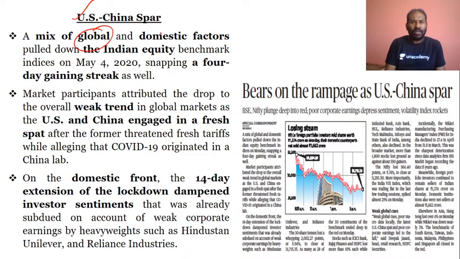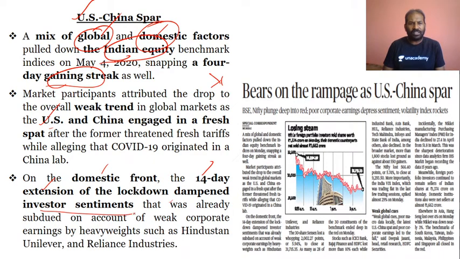The global and domestic factors have badly hit the Indian equity benchmark, which was actually on a gaining streak. That is the Indian equity market, the stock exchange, but it has fallen drastically because of the global and domestic factors. The global factor is the spat between the US and China, and on the domestic front, the 14-day extension of the lockdown dampened investor sentiment. So it is the global and domestic factors which have impacted the Indian equity market.